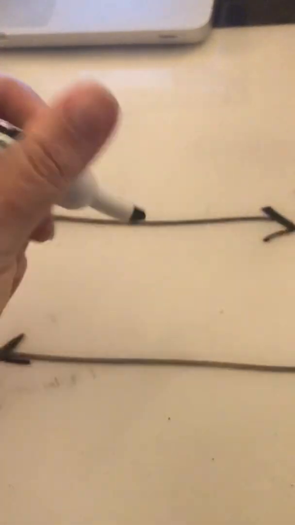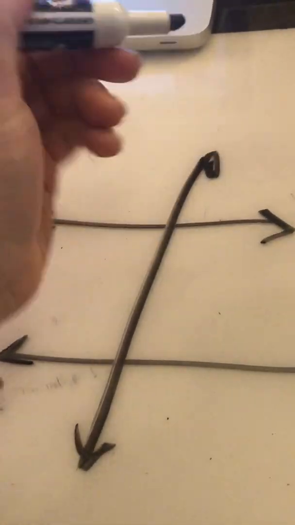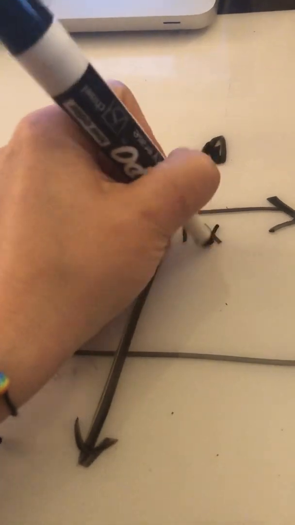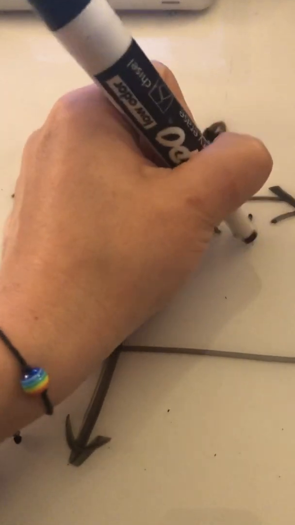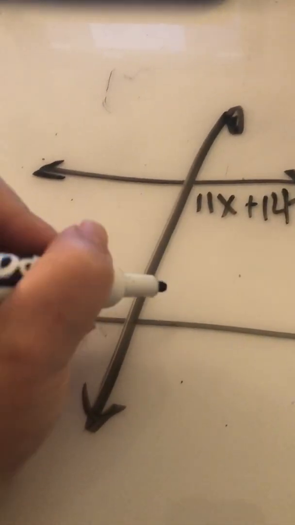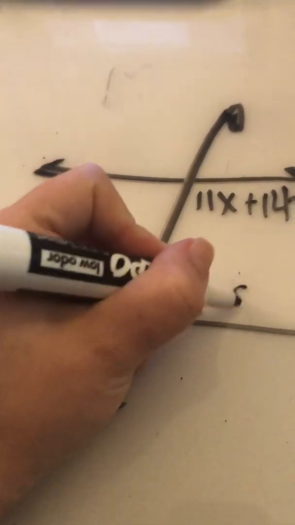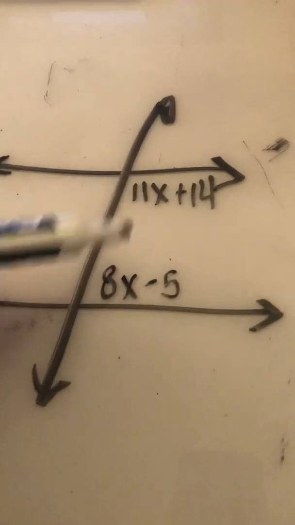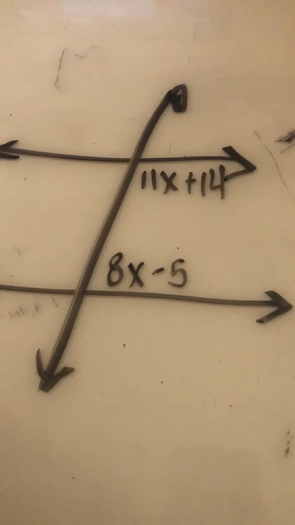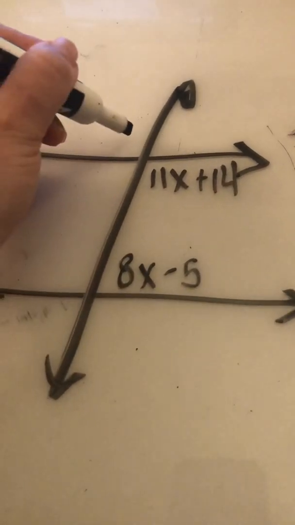Number 8. Number 8 is the one I just wanted to show you because that's kind of like number 4. Let me draw that for you real quick. Okay, so you have 11x plus 14, and then you have 8x minus 5. Now, looking at these, they don't have a relationship that we went over with our vocabulary. They're just inside of the lines.